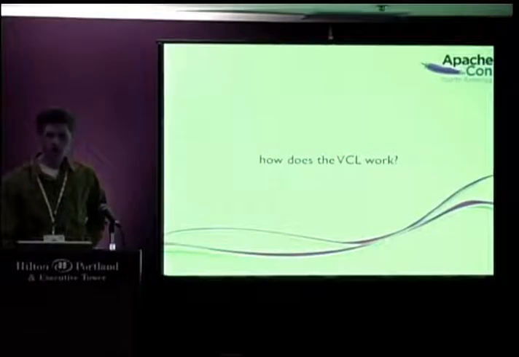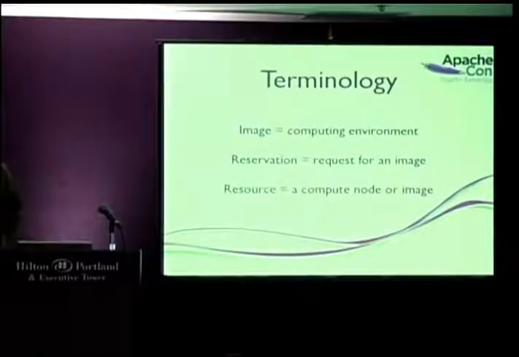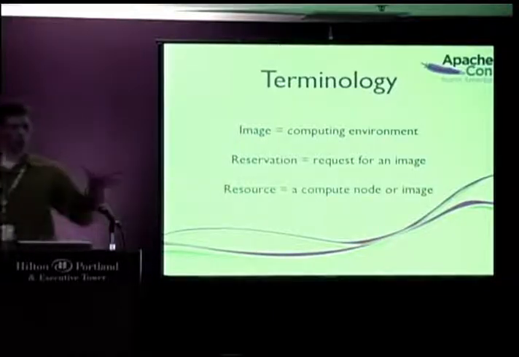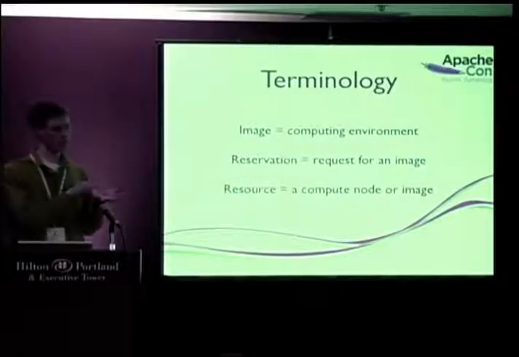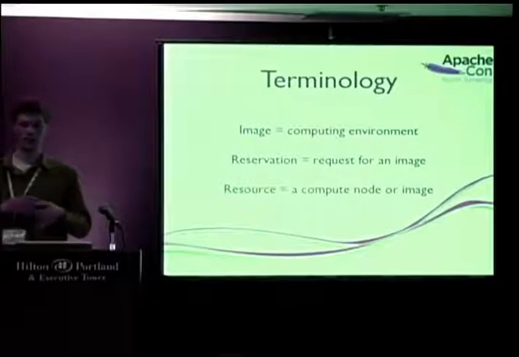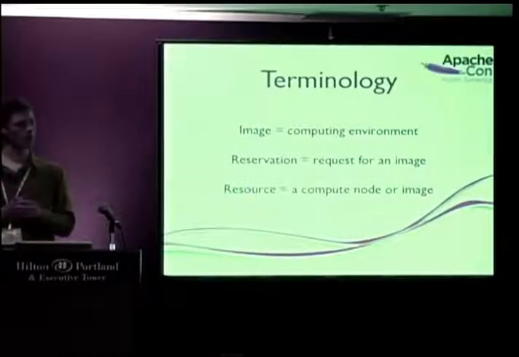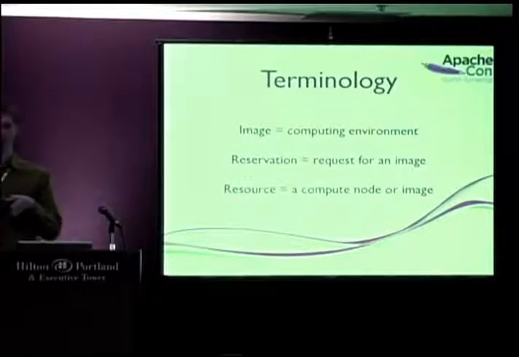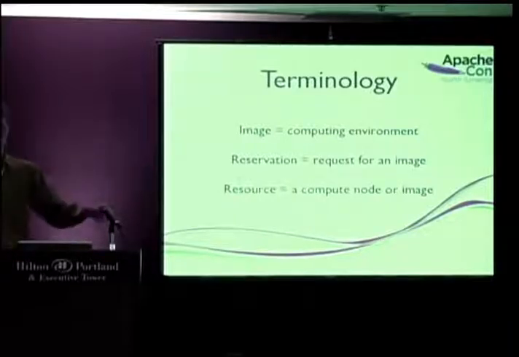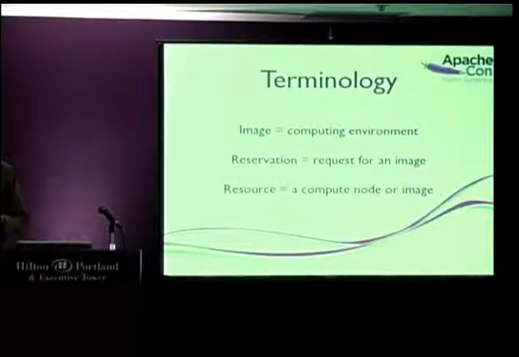So how this works? First, a little bit of terminology. In the context of the VCL, when we say an image, we're talking about a whole computing environment. This can be just a simple VM, sort of like what I showed you earlier, where you have one operating system with some specialized software on it. This can be a cluster of VMs or physical machines. It can be a long-running server. It can be a lot of different things. But basically, it is an environment. It is a specialized, well-defined environment that has been made available to a user.